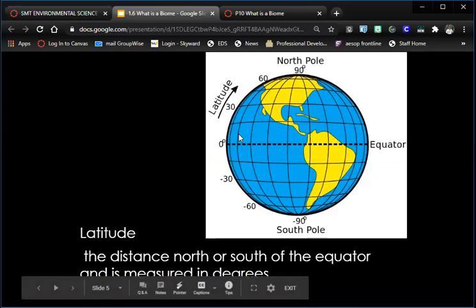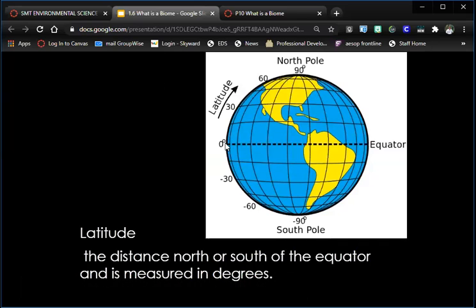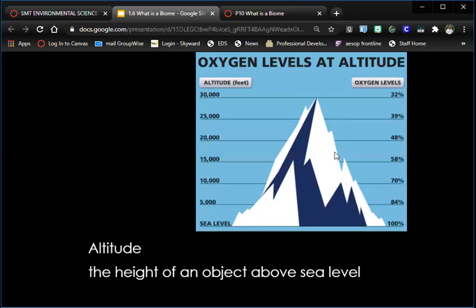So when we're talking about latitude, just like in that first picture, we're looking at how far north or how far south something is, its north-south distance from the equator, and it's measured in degrees. The other piece we're looking at is the altitude, the height of an object above sea level.